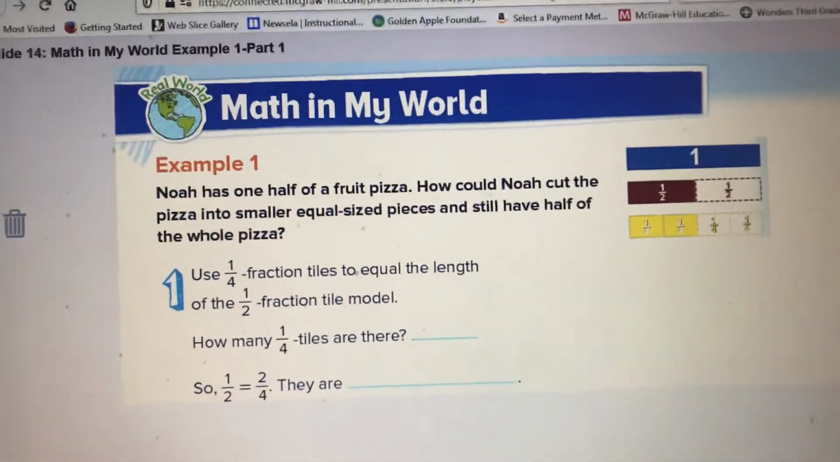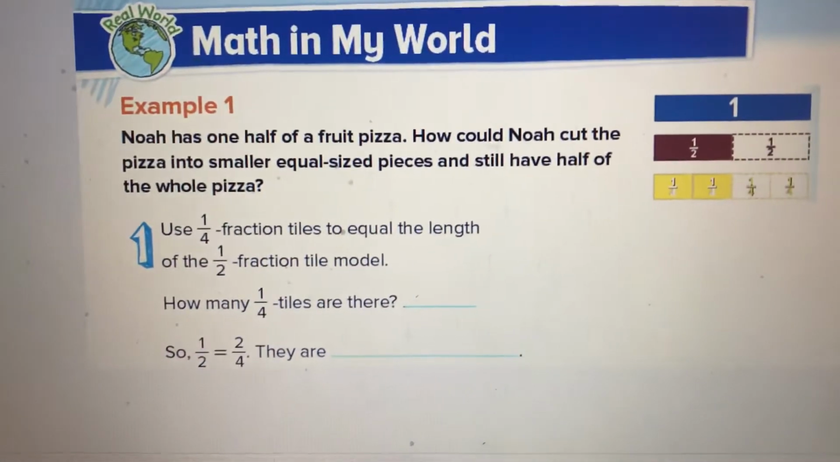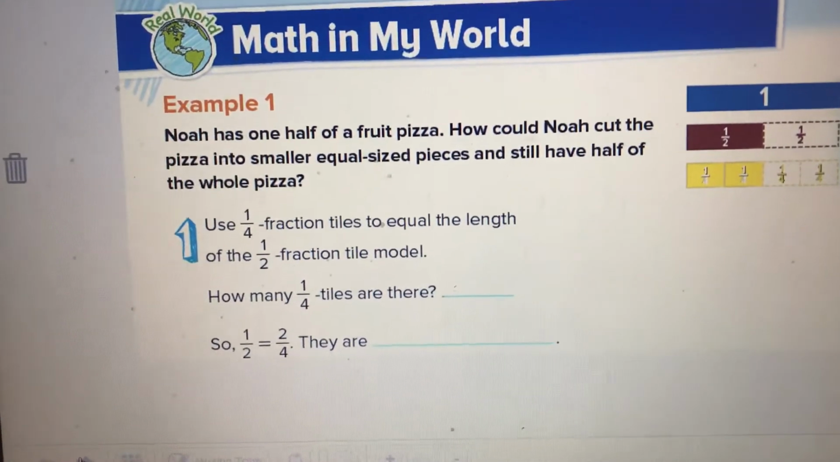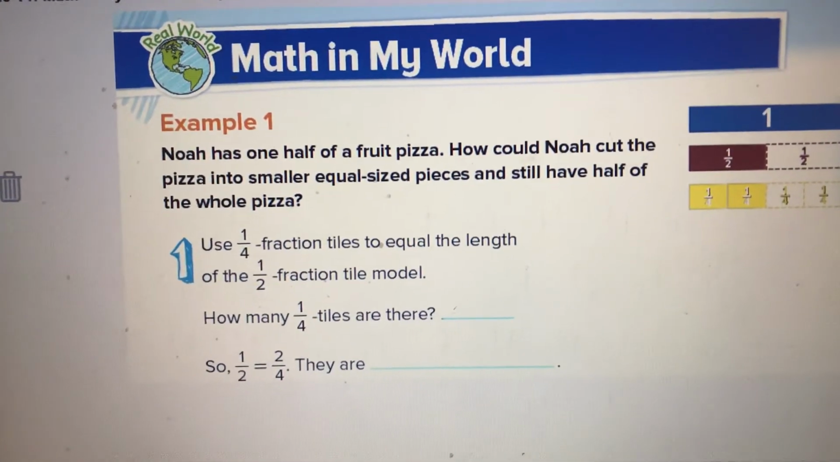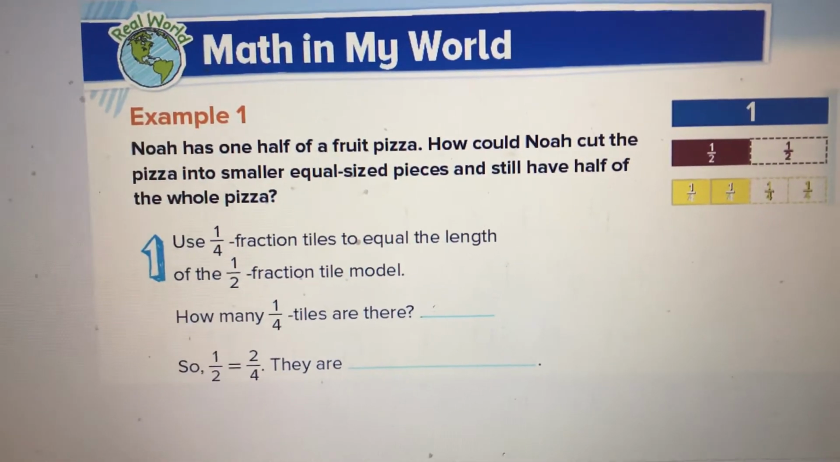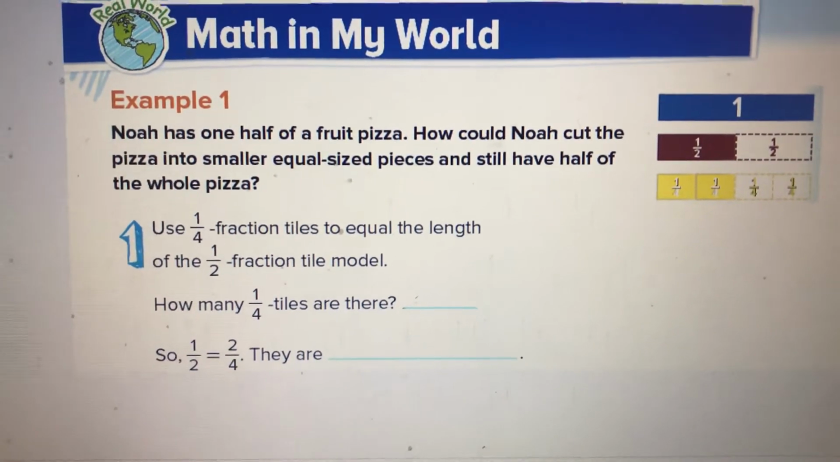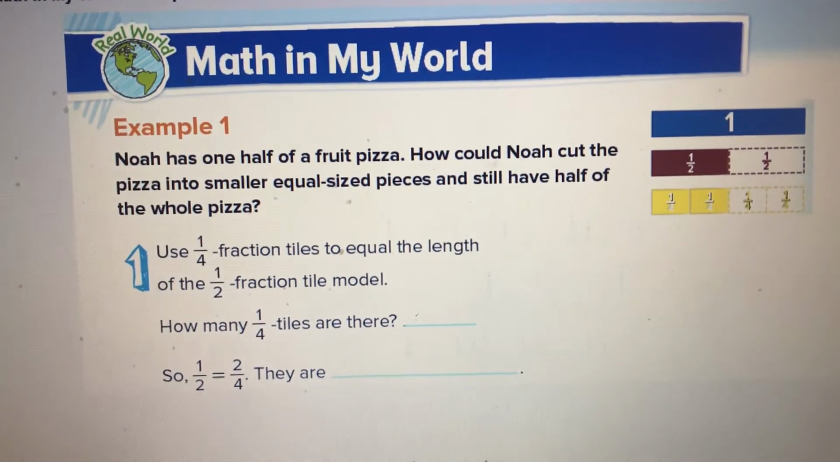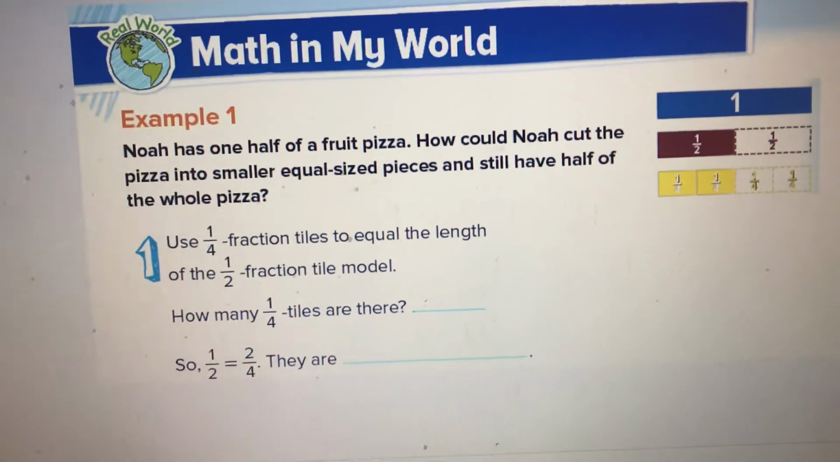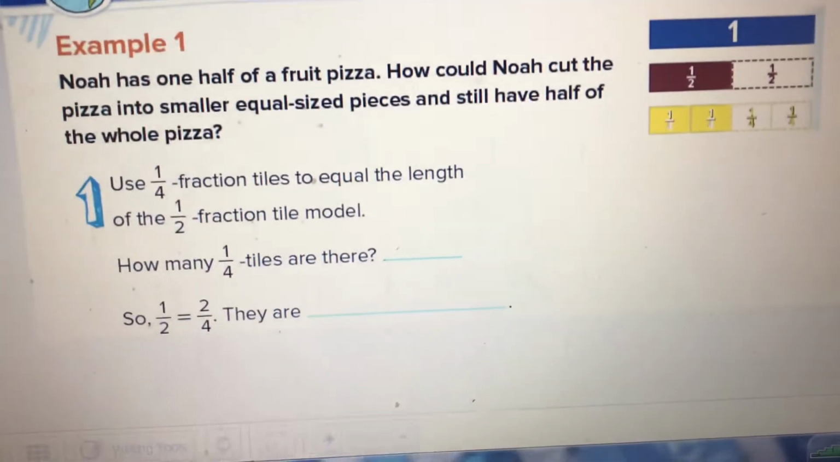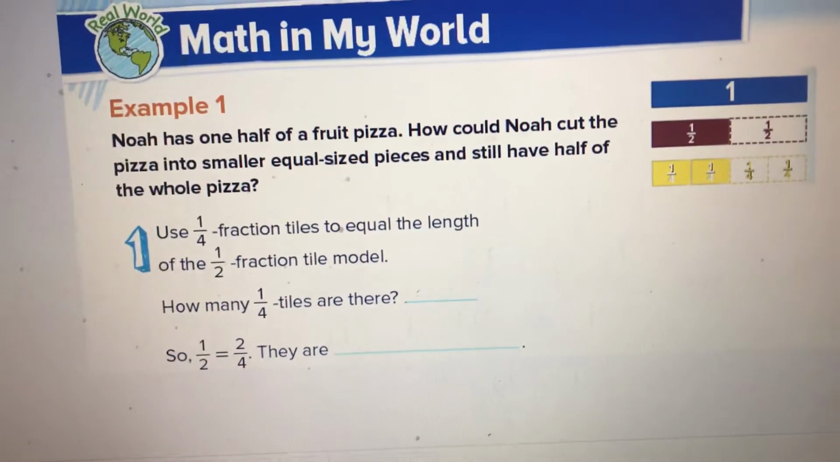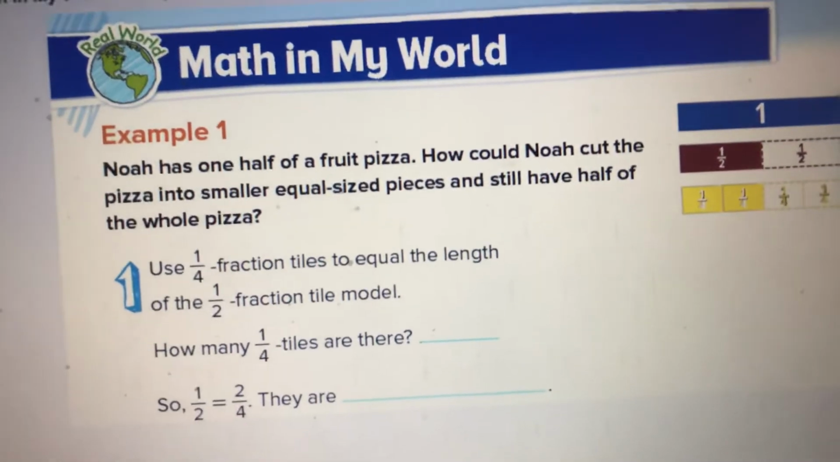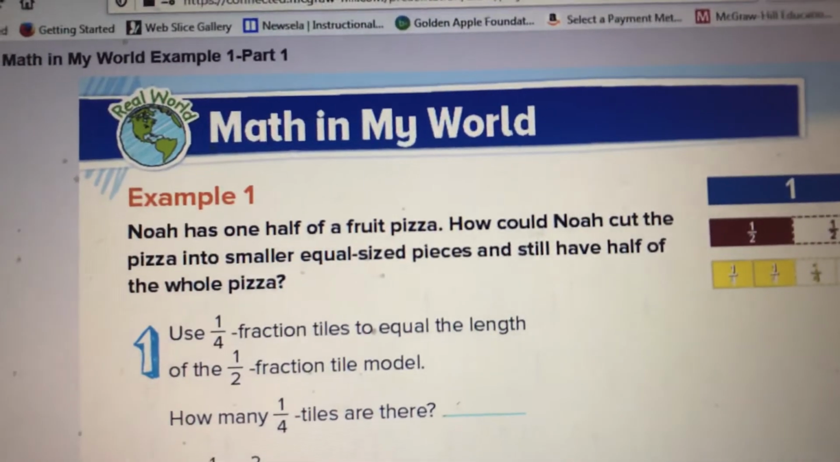Okay, so it says Noah has 1/2 of a fruit pizza. How could Noah cut the pizza into smaller equal sized pieces and still have half of the whole pizza? So if you think about a half of a pizza, how could you cut that so that the pieces are still equal? So we could use the 1/4 fraction tiles to equal the length of half the fraction tile.